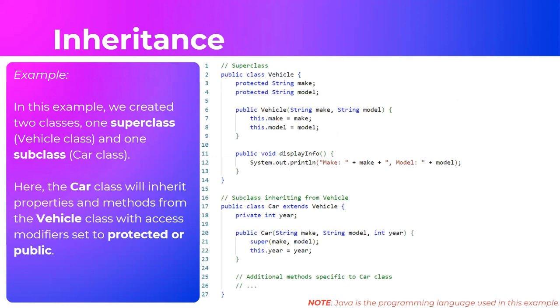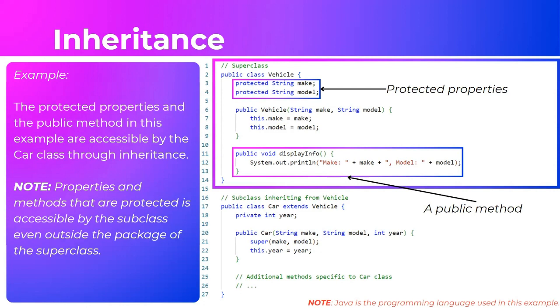Let's have here our example. In this example, we created 2 classes. The first one is our superclass, the Vehicle class, and then we have our subclass, the Car class. The idea of this example is for the Car class to inherit anything from our Vehicle class. When it comes to inheritance, our subclass can inherit those properties and methods set to protected or public.